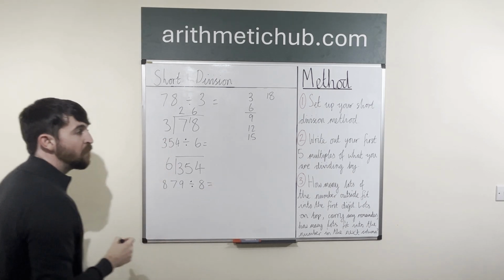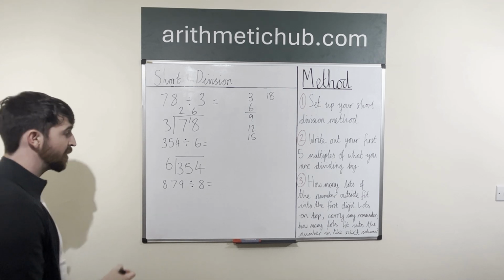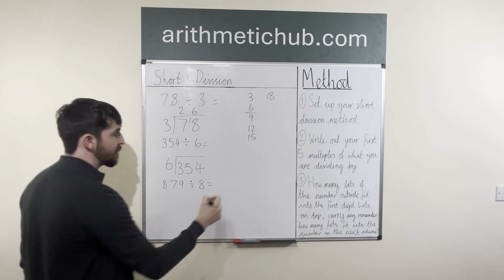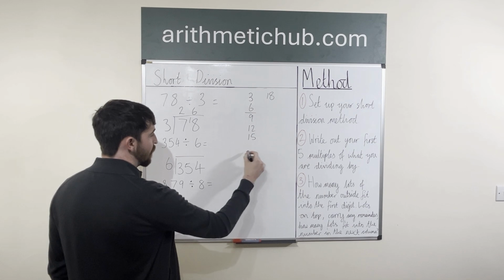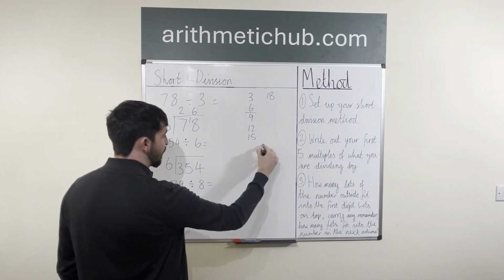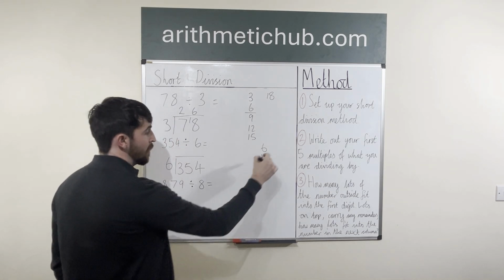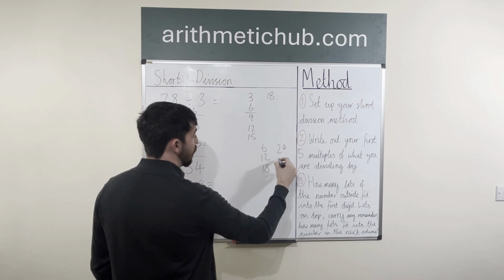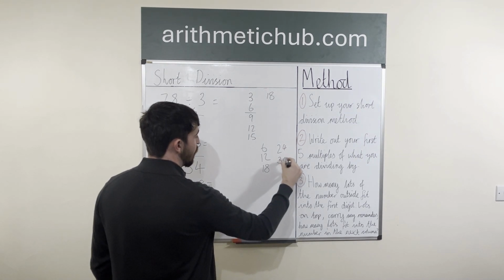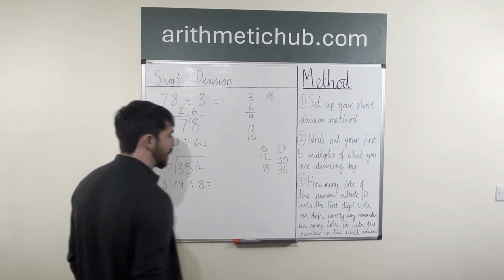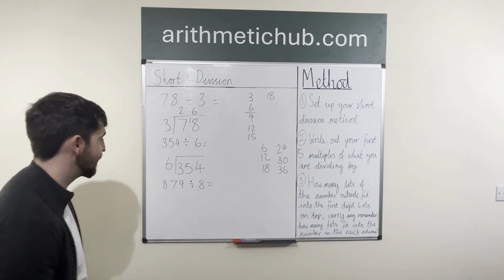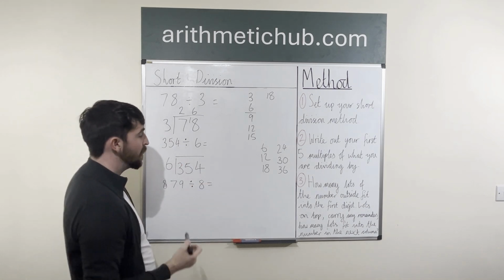Our next step, write out your first 5 multiples of what you're dividing by. Well, I'm dividing by 6, aren't I? So what I'm going to do is write out my first 5 multiples of 6. 6, 12, 18, 24, 30, 36. Conscious that I don't want to run out of space there. So, now let's have a look at this one.